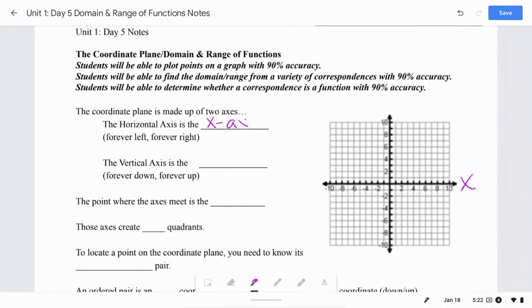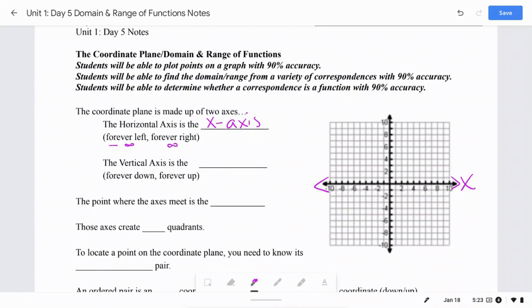And notice that the x-axis goes forever to the right and forever to the left. So when it's going forever to the left, that's forever towards negative infinity. When it's going forever to the right, that's going towards positive infinity.